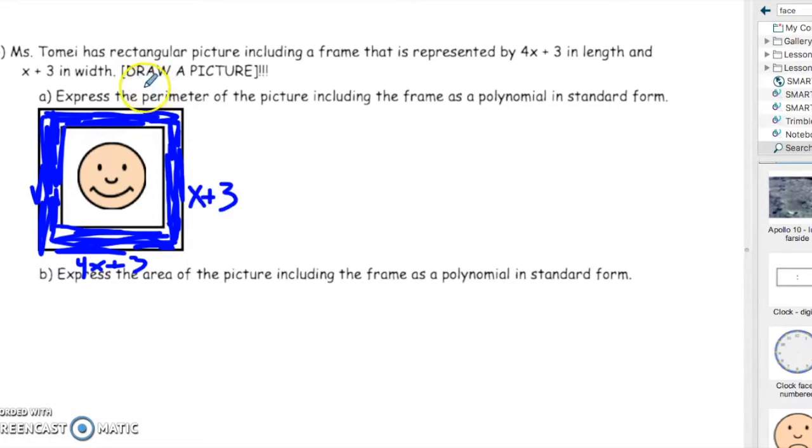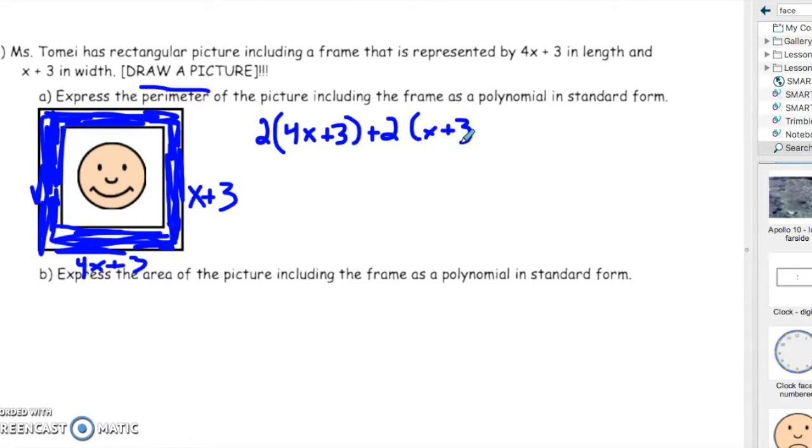Now, perimeter, add up all the sides. Don't multiply it, add up all the sides. So that means we have 2 lengths and we have 2 widths. And we're going to add all this up. It's okay if you write it all out.